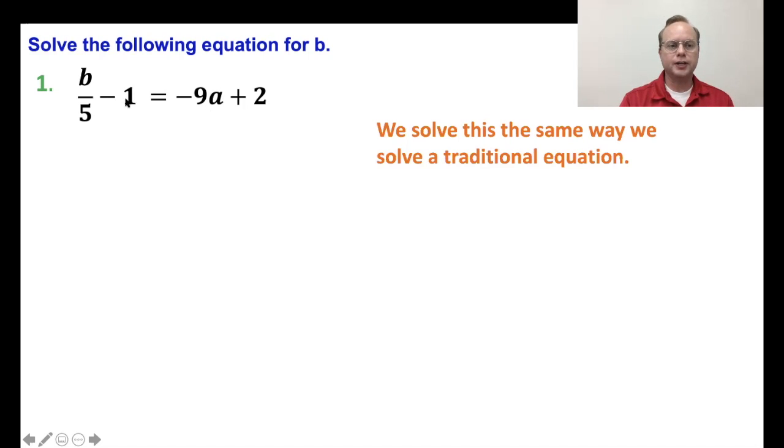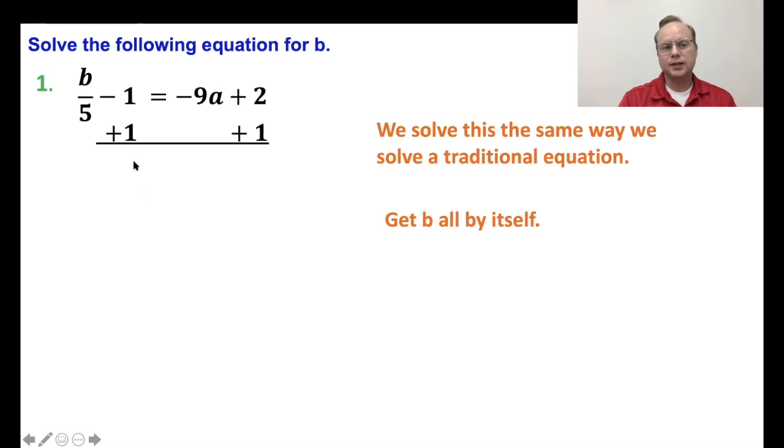So the very first thing I'm going to do, remember, I've got to get b all by itself, is add 1 to both sides. Because if I have a negative 1 here plus 1, this will give me a 0. That'll leave me with just b divided by 5 on the left-hand side. So we're going to do that now. 2 plus 1 is simply 3. Now I've got b divided by 5 is equal to this quantity.